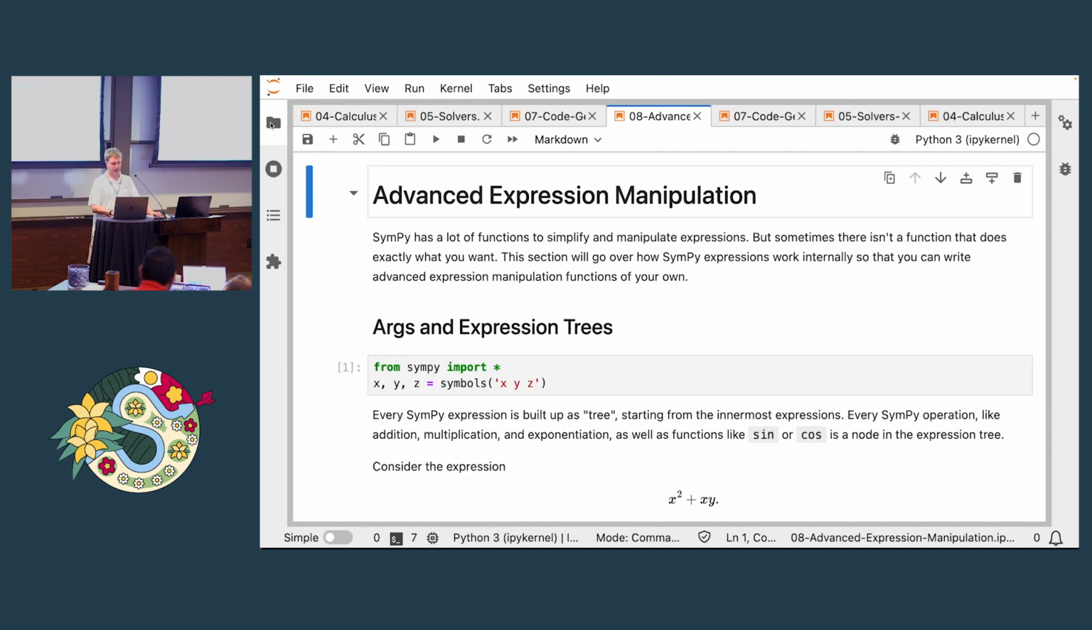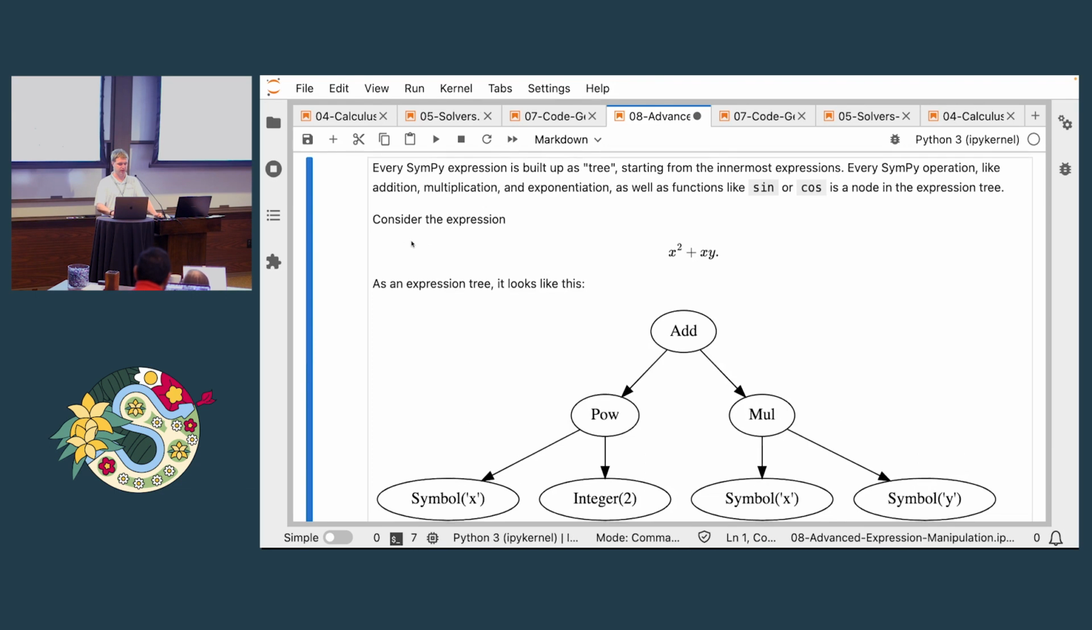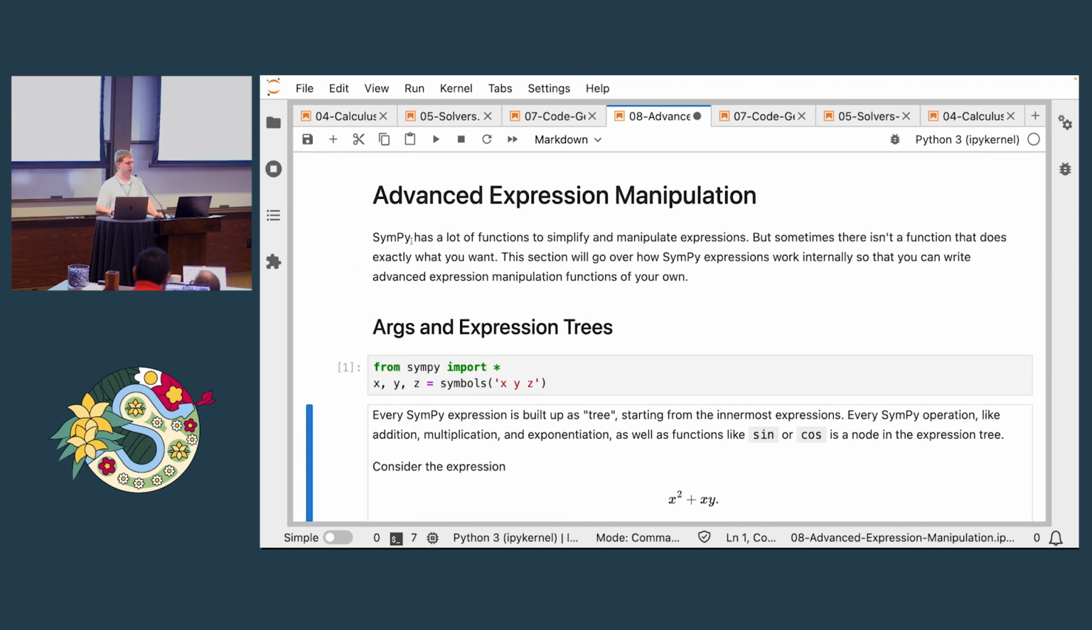So the last section is just a little bit of how SymPy expressions work under the hood, so that you can understand how to do any kind of expression manipulation that you would want to do, even if it's not directly supported by a SymPy function.